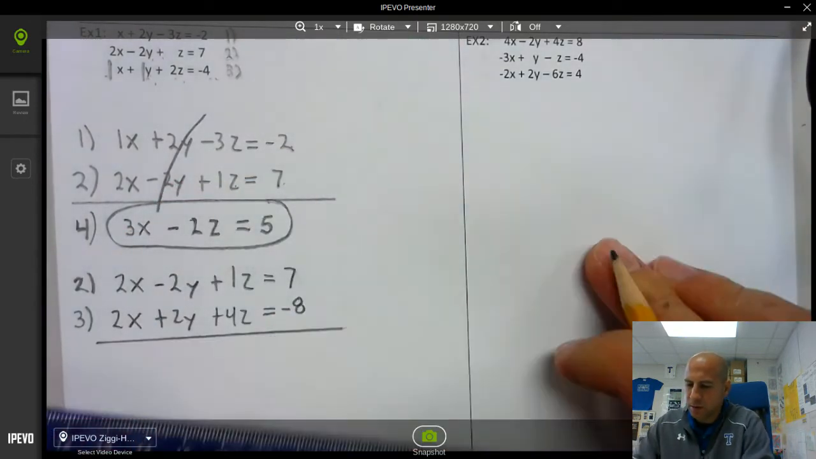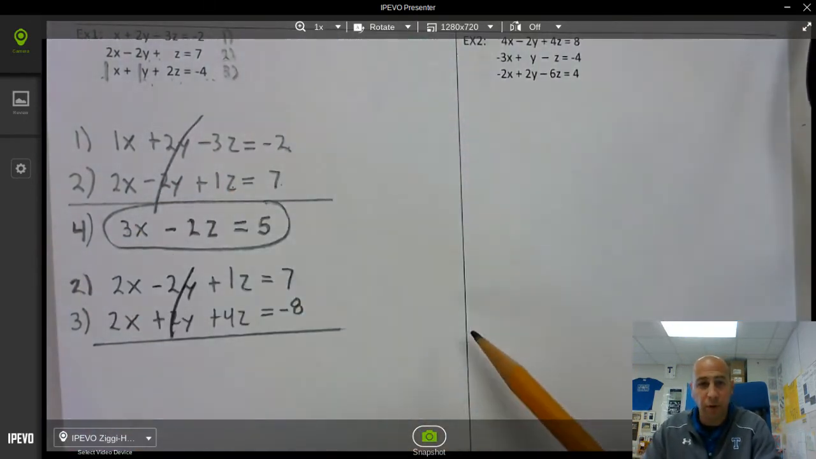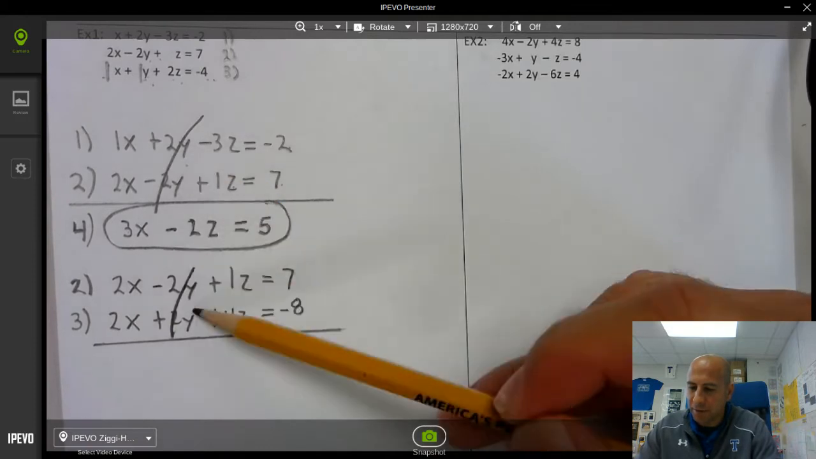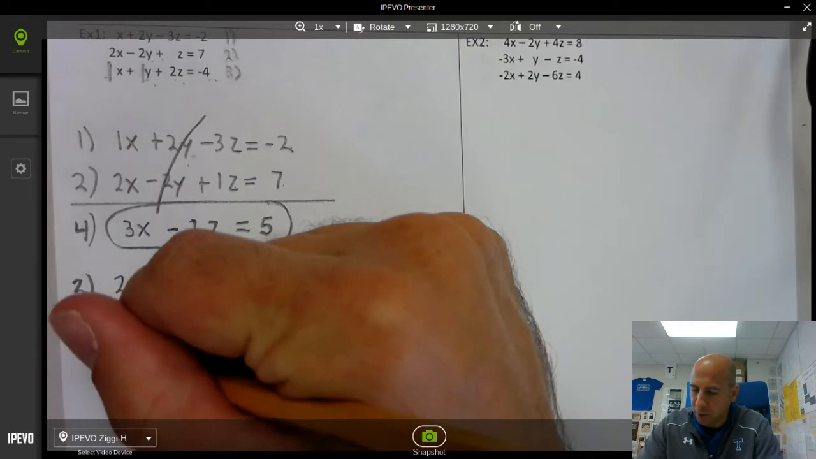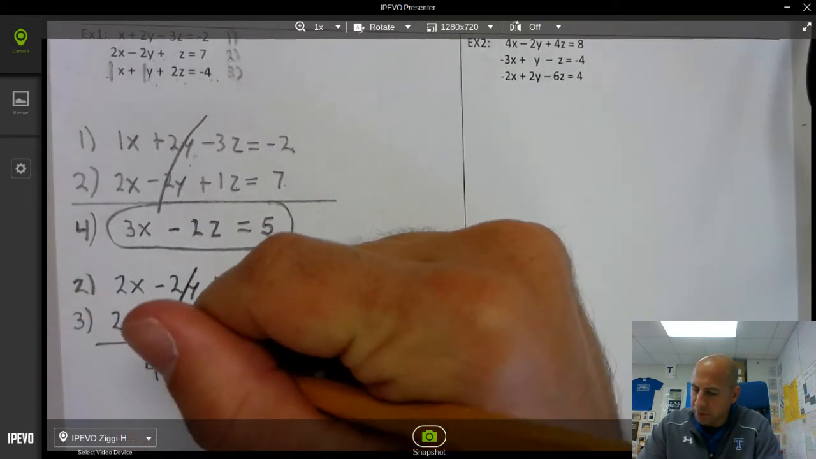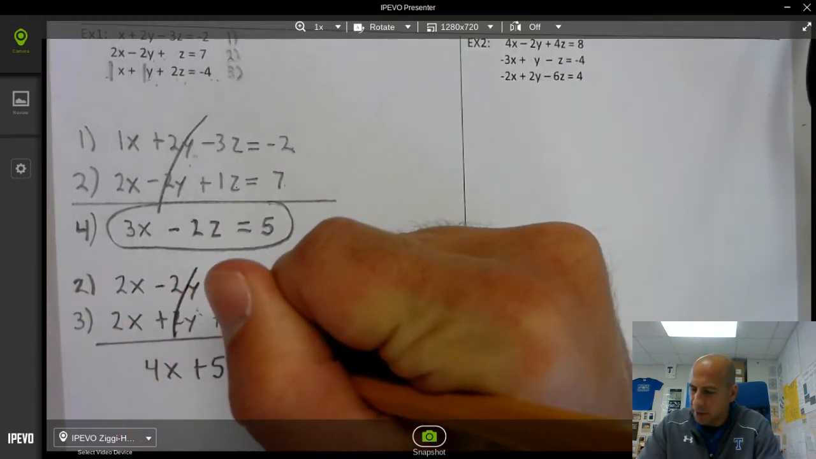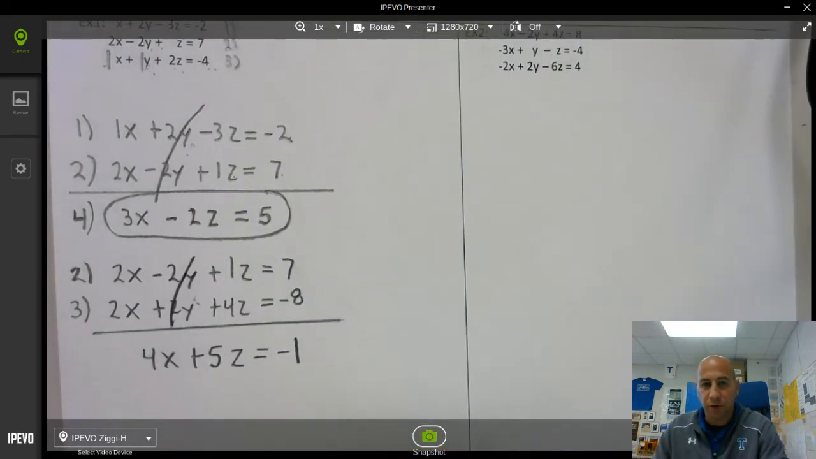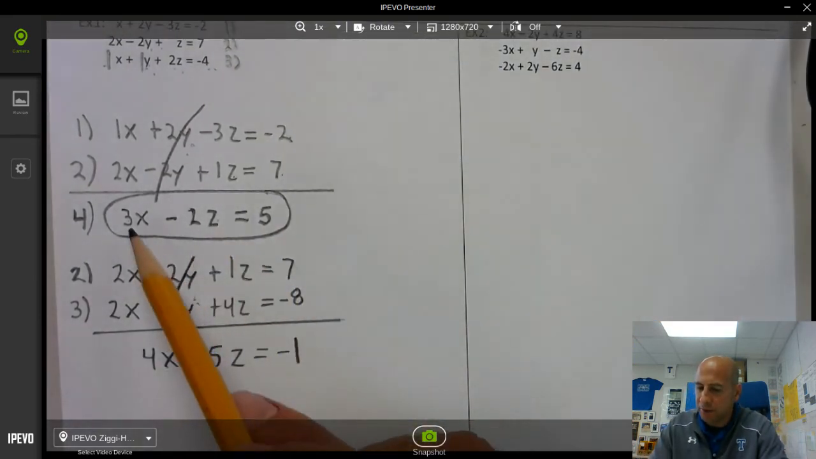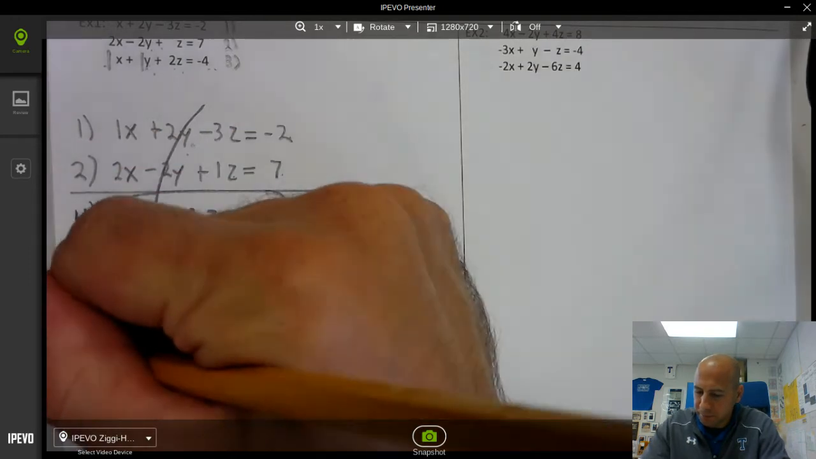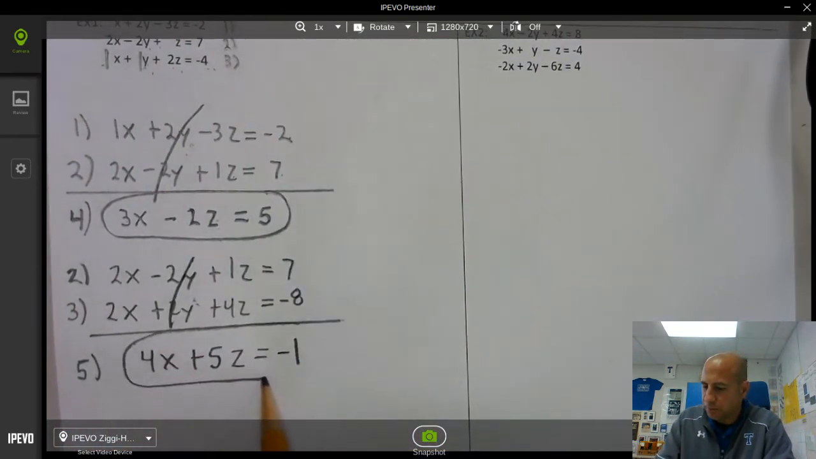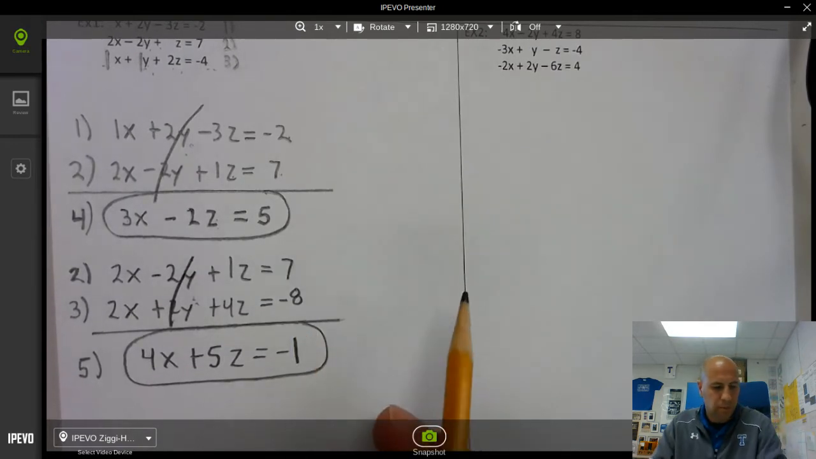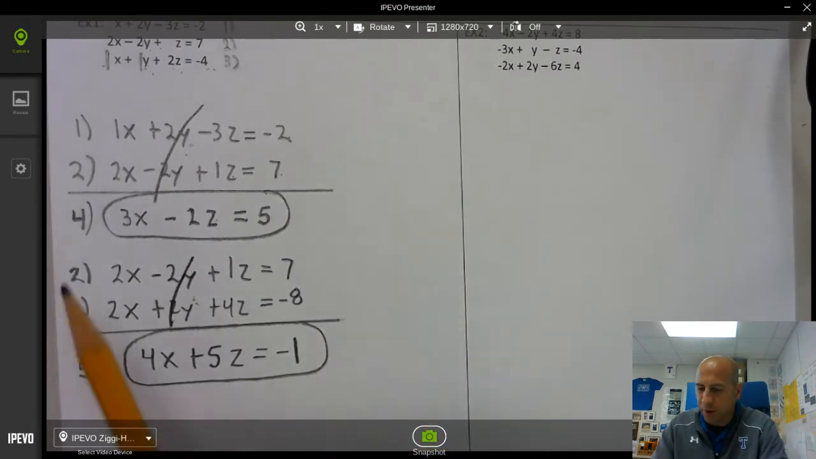Now, the y's eliminate. Remember, when you do this, you have to eliminate the same variable from both, okay? And the reason why is this. You'll have 4x plus 5z equals negative 1. So if you do that, now the 4 and 5 have the same variables, in this case, x and z. So this is the equation 5. All right, so that was step 3 and 4. We've numbered the new equations 4 and 5.